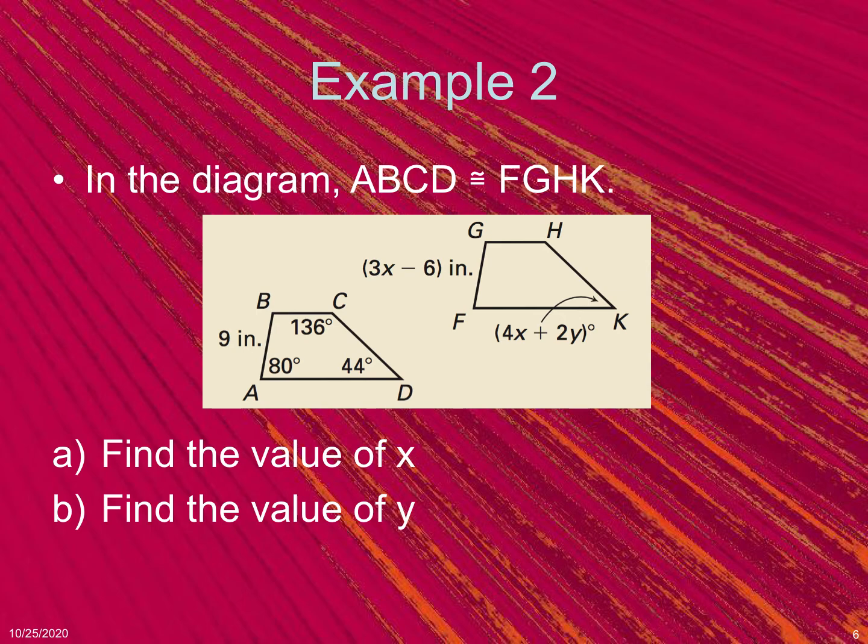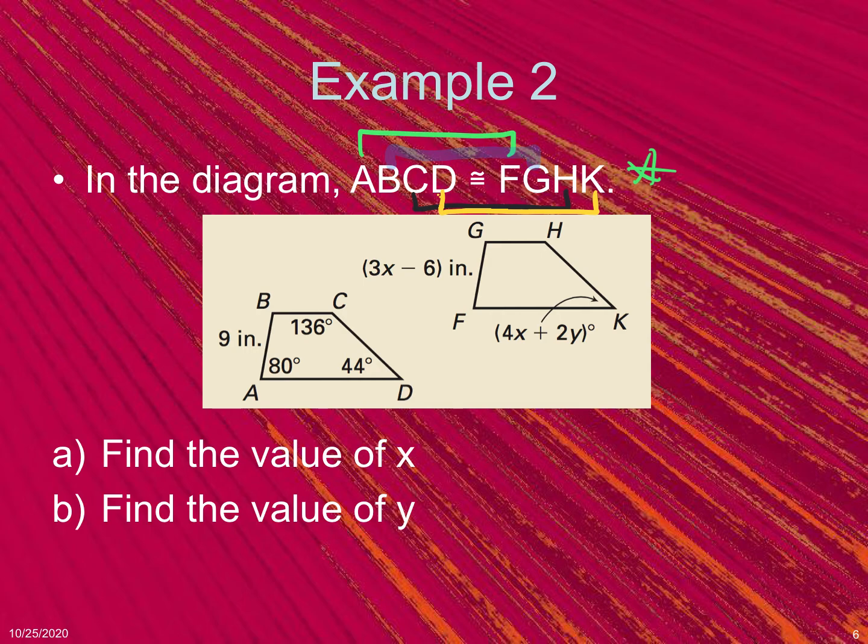So it's easy to see what matches. However, if they weren't, then we would use this congruency statement. And the congruency statement tells me that angle A is going to match with angle F, and then angle B will match with G, and then C matches with H, and then lastly, D is going to match with K.